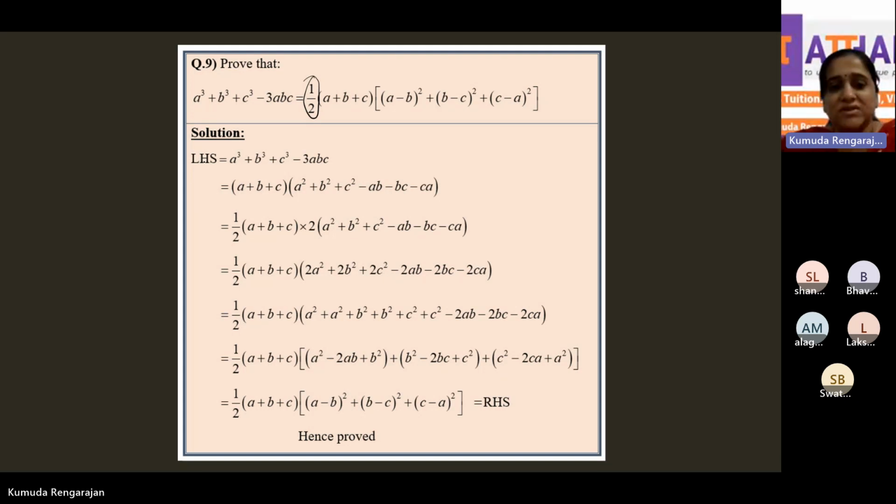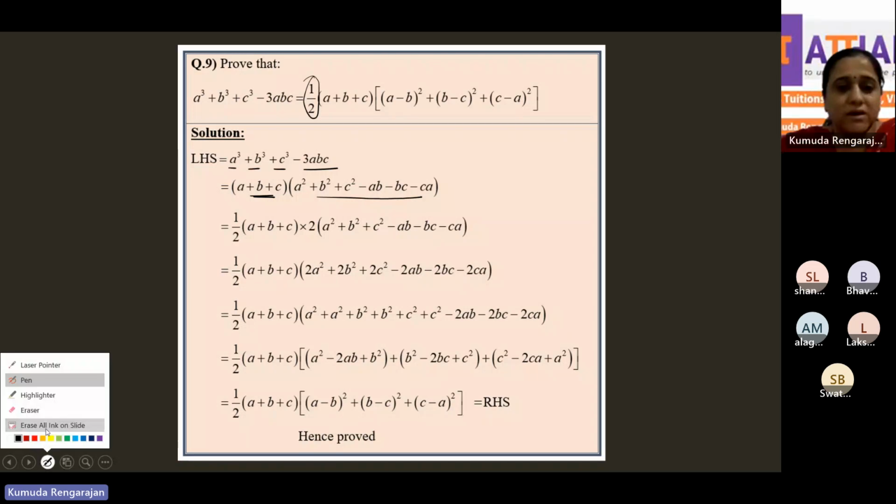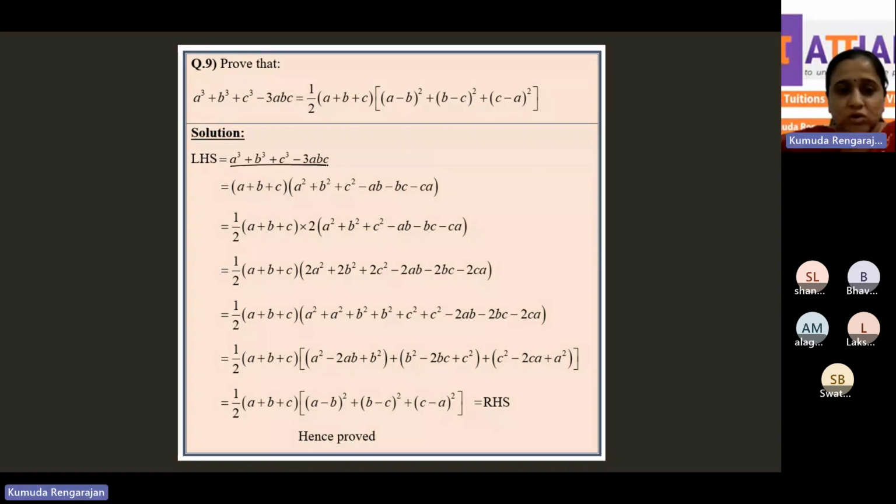Now take up the LHS: a cubed plus b cubed plus c cubed minus 3abc. Now we know the identity, so let's use that. So this one is equal to (a plus b plus c) into (a square plus b square plus c square minus ab minus bc minus ca). That's the identity. So in the next step, a cube plus b cube plus c cube minus 3abc is also equal to (a plus b plus c) into (a square plus b square plus c square minus ab minus bc minus ca).